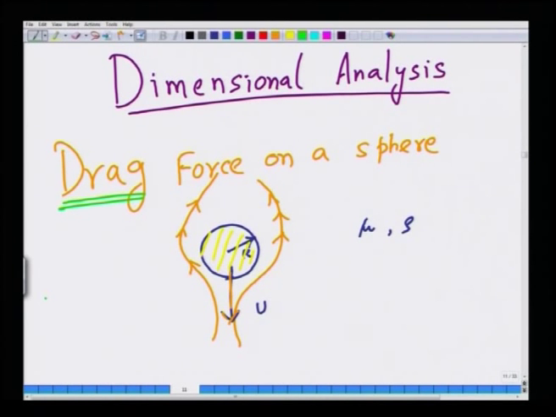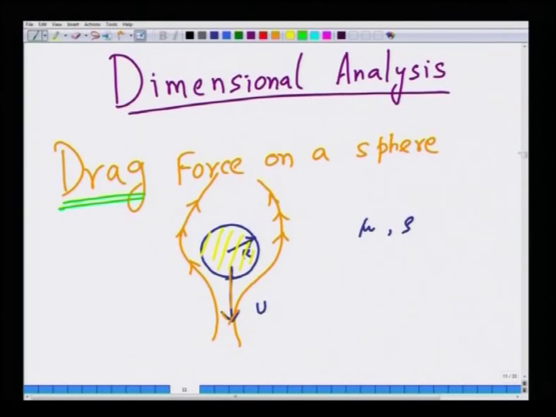The drag force on a solid object such as a sphere is the net force that opposes the motion of the solid object, because when the solid object moves through a fluid, it has to push the fluid around, and when the fluid moves around a solid surface, it exerts a viscous shear stress. And that is the concept of the drag force.